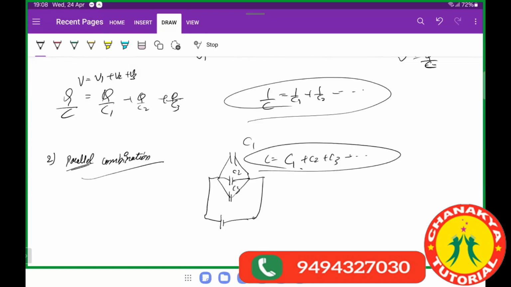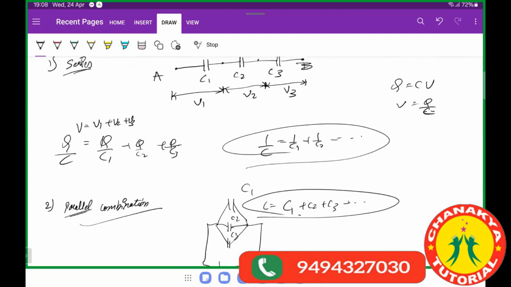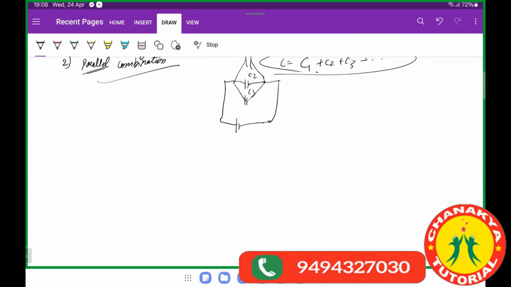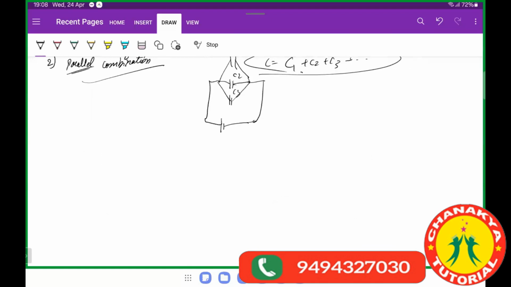So in these two, some things are the same. In the series one, charge is the same. In parallel, voltage is the same. In series, voltage differs, but in parallel, the voltage doesn't differ. Voltage is the same, charge differs. These both differences, you know, right? Yes, sir.